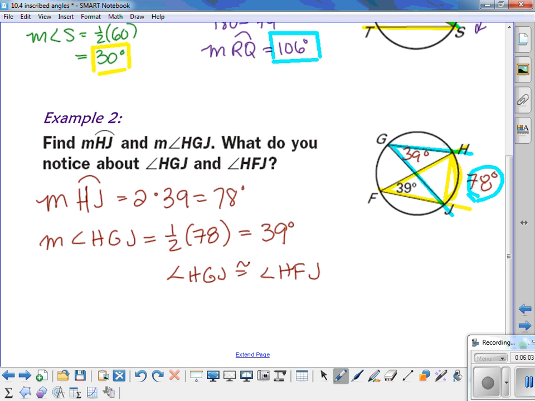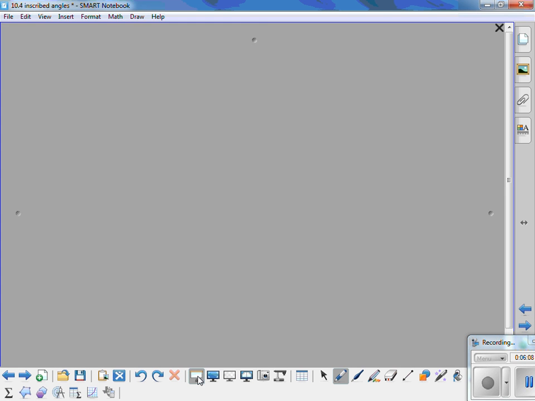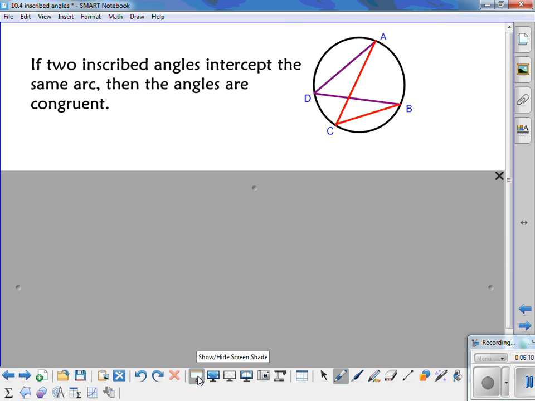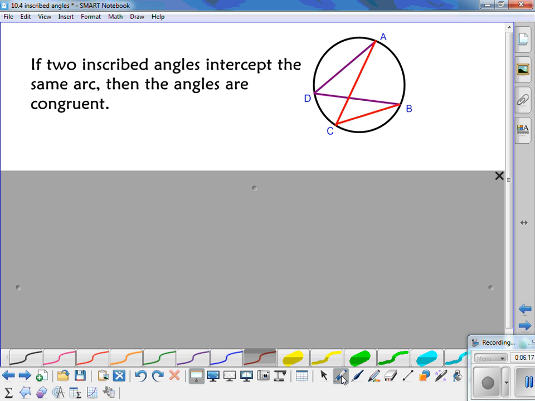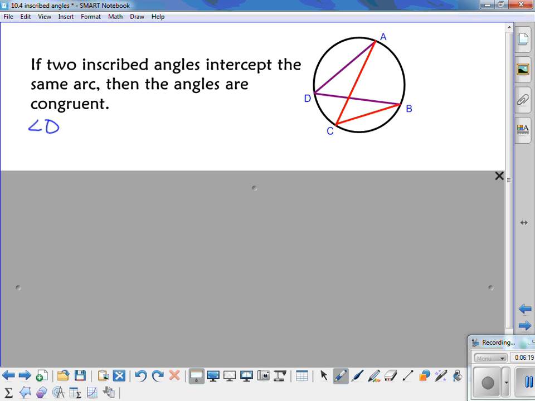So that brings us to the next property: if two inscribed angles intercept the same arc, then the angles are congruent. So we can see in this picture that angle D is intercepting arc AB, and angle C is also intercepting arc AB. And because they are intercepting the same arc, I know that angle D is congruent to angle C.